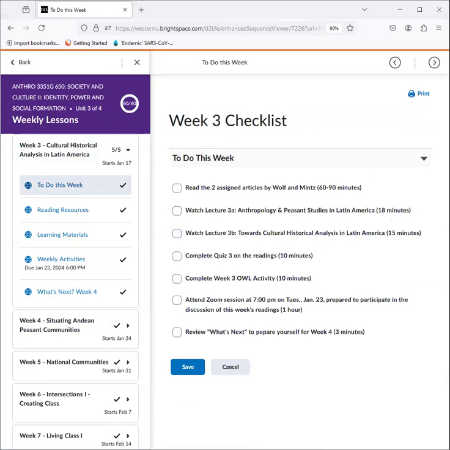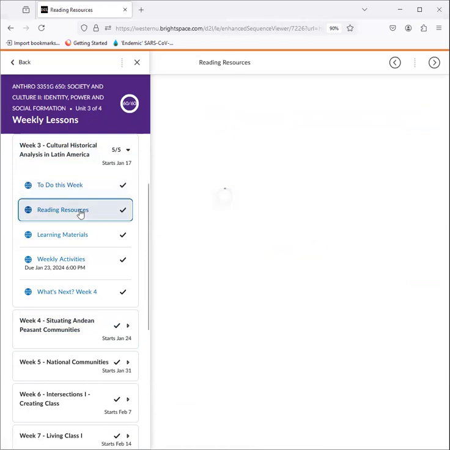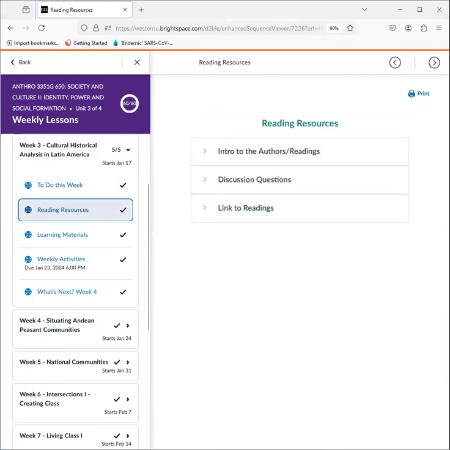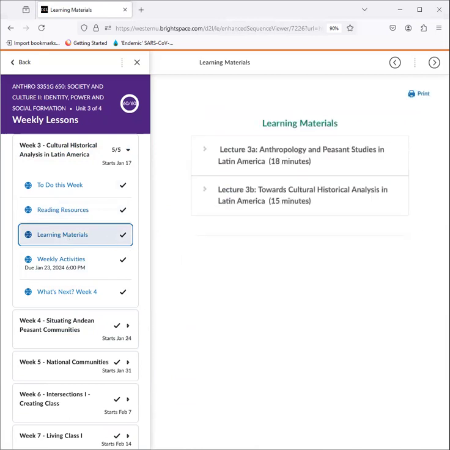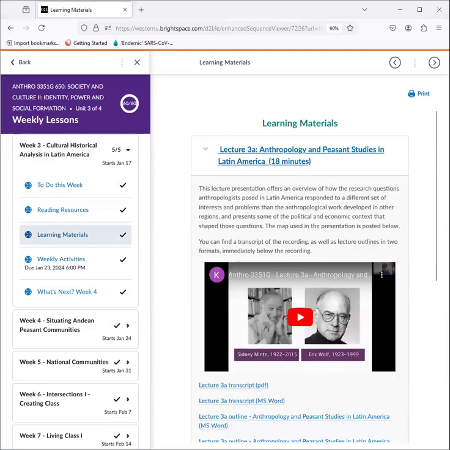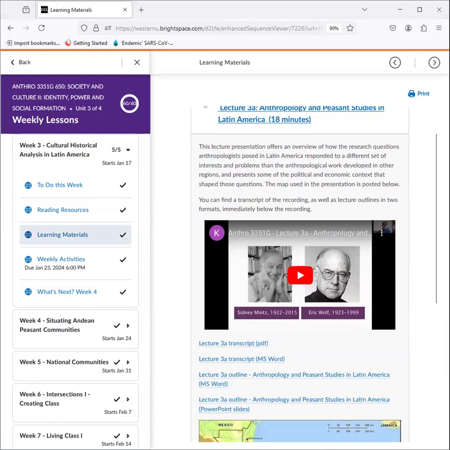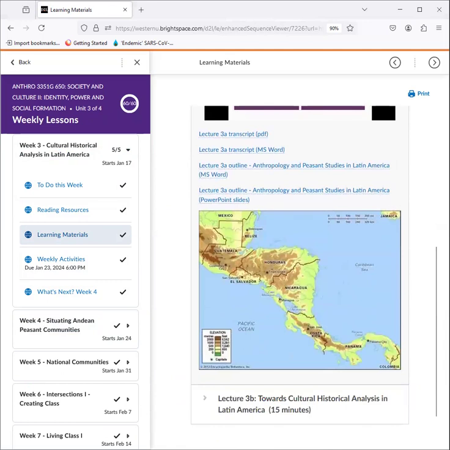Each week, everything related to the readings is organized under reading resources. Then there are the learning materials, which include my recorded lectures with transcripts and outlines, so students can choose how to follow along and keep track of the lectures. In this case, there's a map as well. Often there would be other materials like animations or any other items that form parts of the lesson that students watch or listen to.